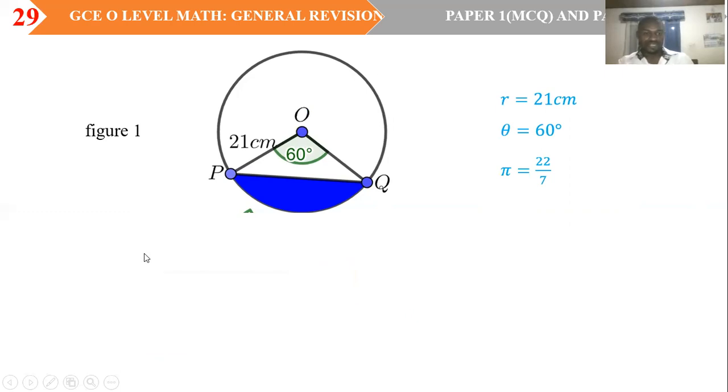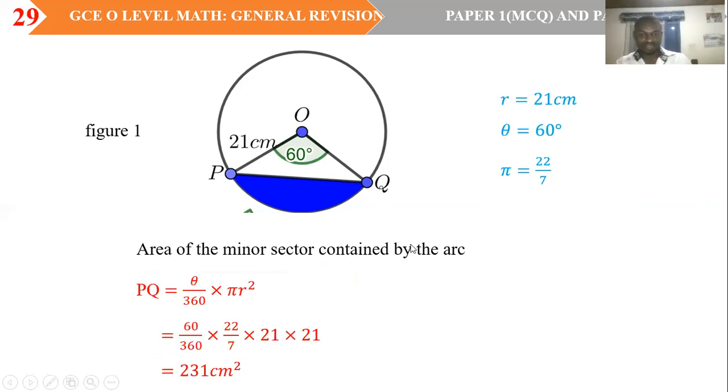Now, for the area of the minor sector contained by the arc, we know that the area of a minor sector is given by theta over 360 times pi r squared, which pi r squared is the formula for finding the area of the circle. This is a fraction of the area because a sector is actually a fraction of the entire area of the circle. So substituting theta, pi, and r squared and simplifying gives us the area of the minor sector to be 231 centimeters squared.